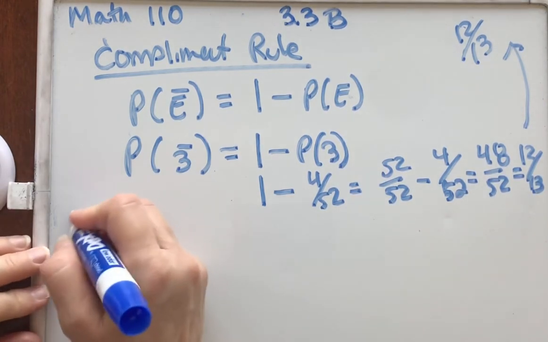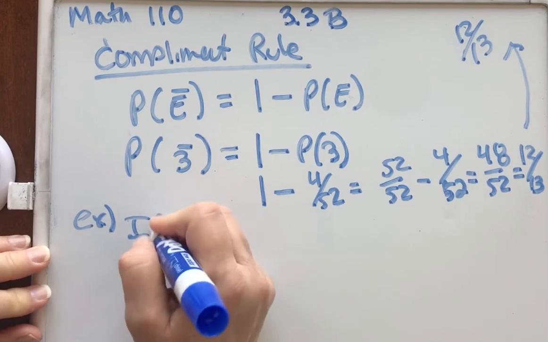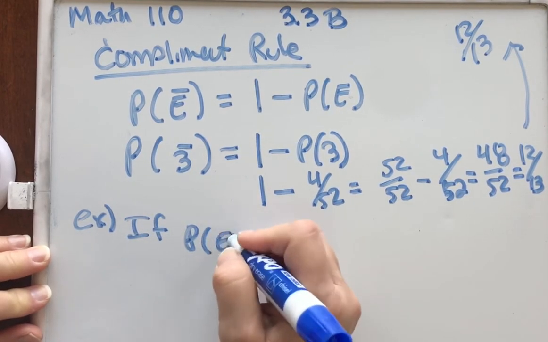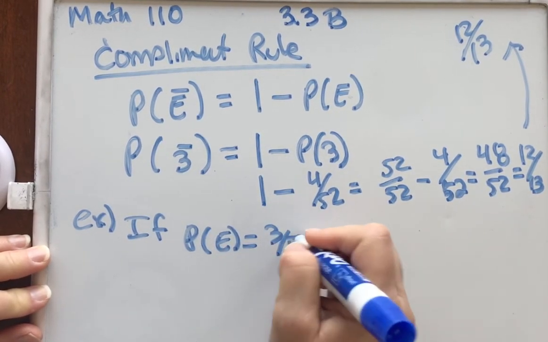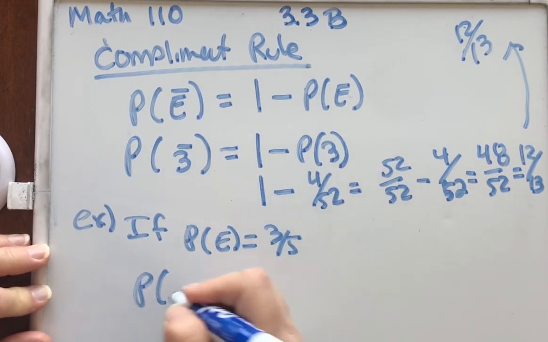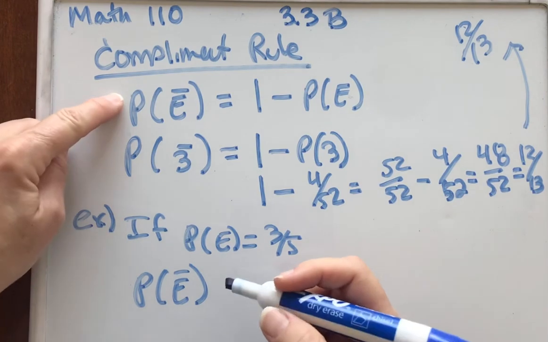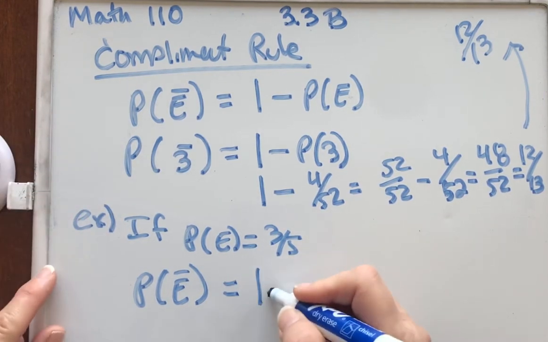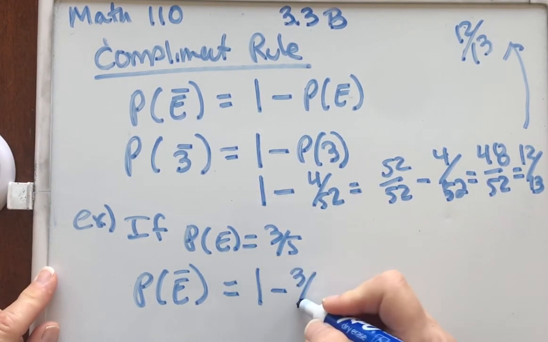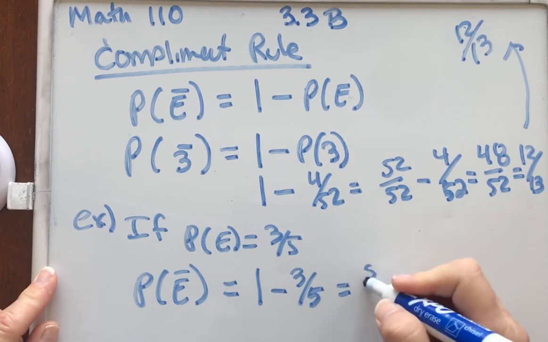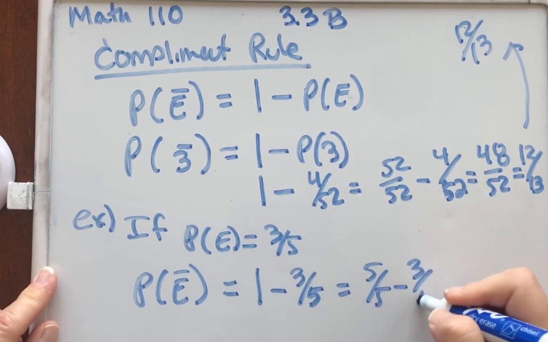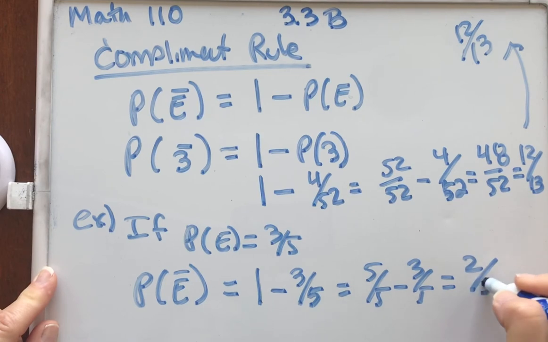Okay, so here's an example. If the probability of an event is 3/5, find the probability of not the event occurring. Well, using the complement rule, it's going to be 1 minus 3/5, which is the probability of the event occurring. And that's 5 over 5 minus 3 over 5, which is 2/5.